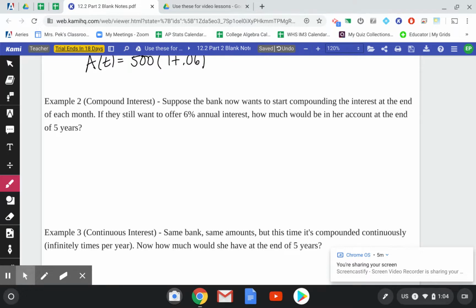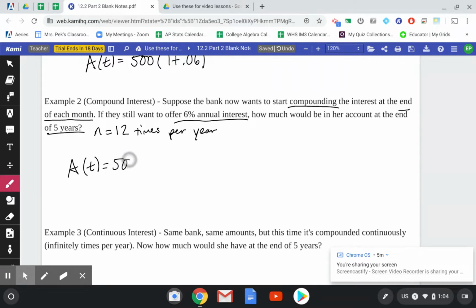All right. Example 2, we have a compound interest problem. Suppose the bank now wants to start compounding the interest at the end of each month. They still want to offer 6% annual interest. They still want to look at 5 years. She's still depositing $500. But now n, which is the number of times per year it's compounded, if it's every month, then it's going to be 12 times per year. So using our compound interest formula, we have A of t equals our principal amount, 500, times 1 plus our annual interest rate, 0.06, divided by 12, because it's going to be 6% for the whole year.